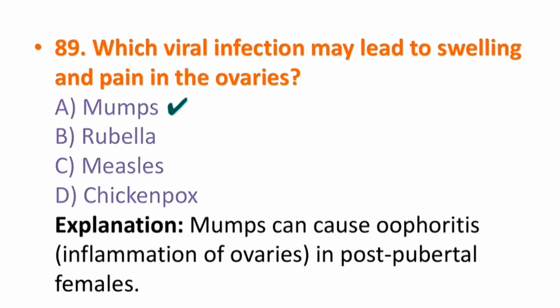Which viral infection may lead to swelling and pain in the ovaries? Option A, mumps; option B, rubella; option C, measles; option D, chickenpox. The correct answer is option A, mumps. Mumps can cause oophoritis, inflammation of the ovaries in post-pubertal females.